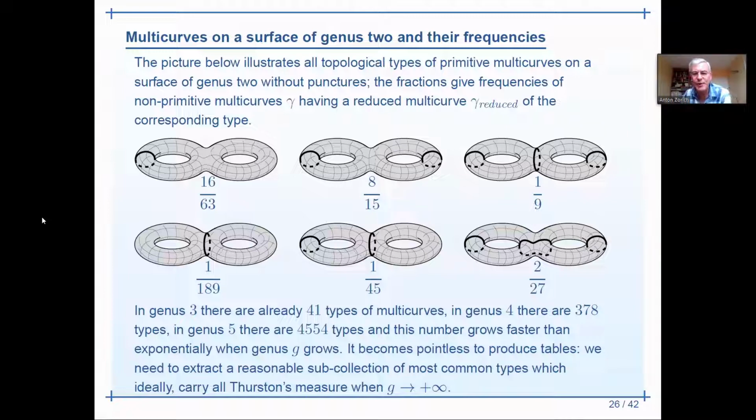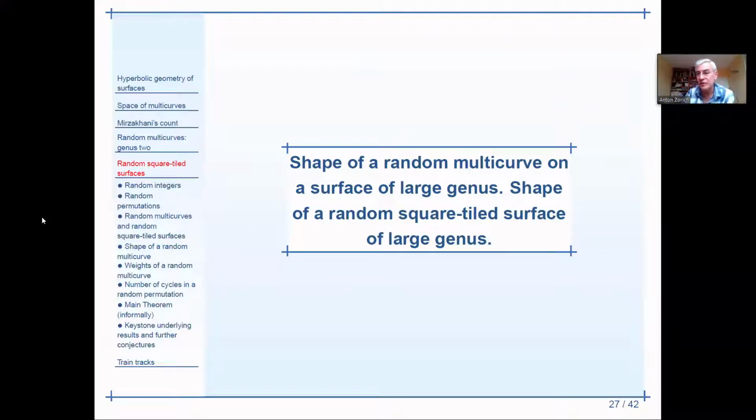The trouble is that in genus 3, there are already 41 types of multi-curves. In genus 4, there are already 378 multi-curves. In genus 5, there is 4,500, and the number grows exponentially when genus grows. And it becomes pointless to just make tables like this. When you have a table of 5,000 cases and exact probabilities, it's not very informative. So a very natural question: which classes are more probable, which ones dry up? What is one supposed to expect when genus is large?